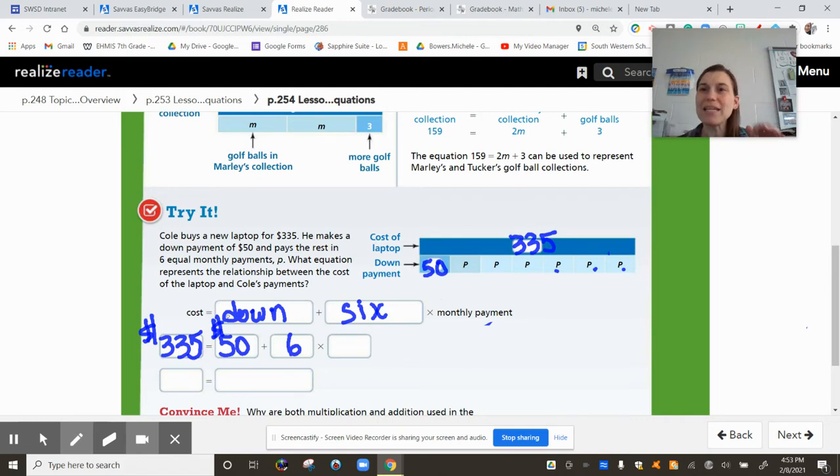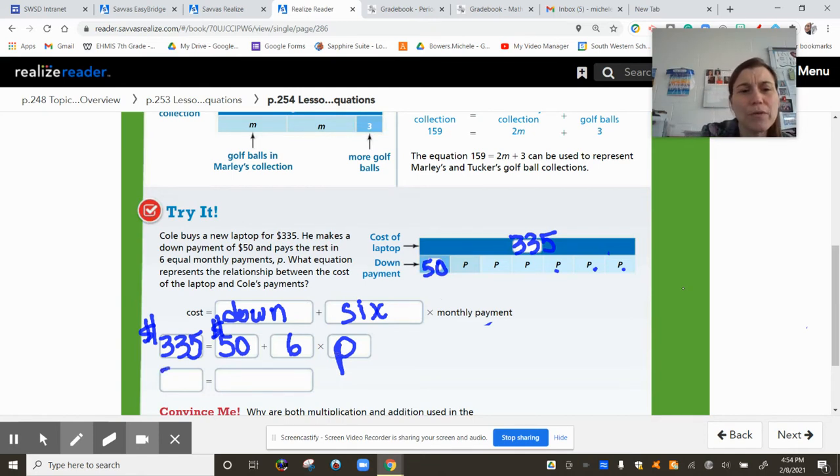Well, because each month he's paying the same amount. He's making a payment. We don't know what it is. That's the money. So the amount of money times 6 would give me how much total money he's paying in those 6 months. And then I would add that to the $50 he paid up front, and that all together would equal the $335. So when you're making these equations, you have to be thinking about the labels.